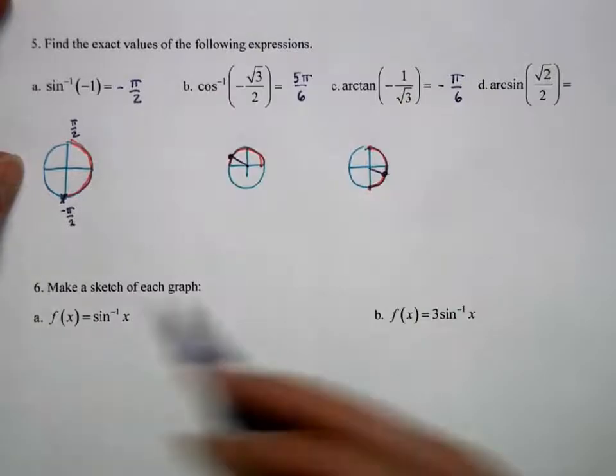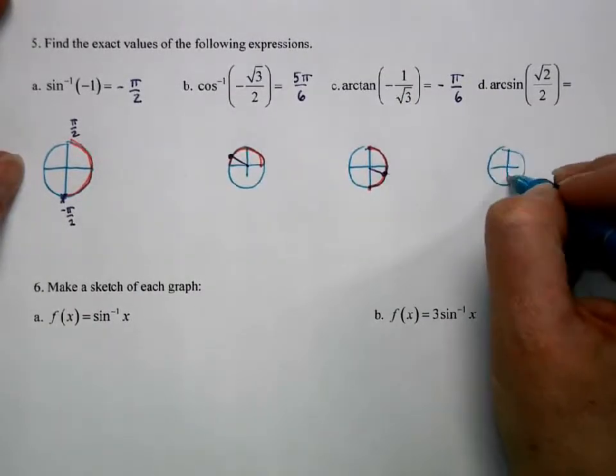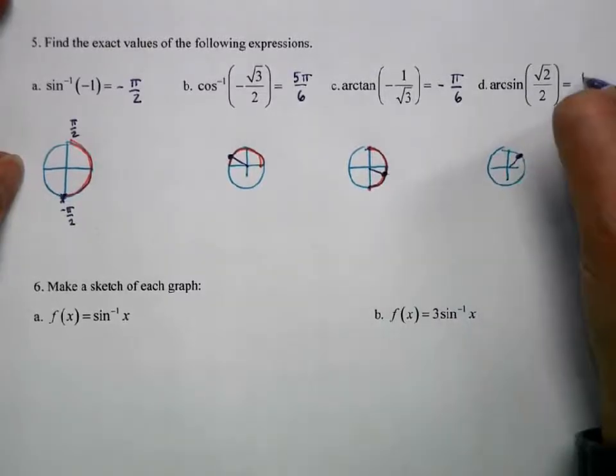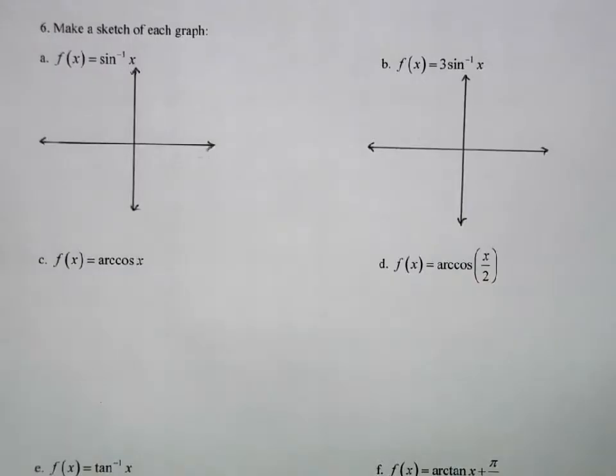And then sine again is going to be root 2 over 2 up here at pi over 4. Next, we're going to graph the sine inverse function and then a transformation.